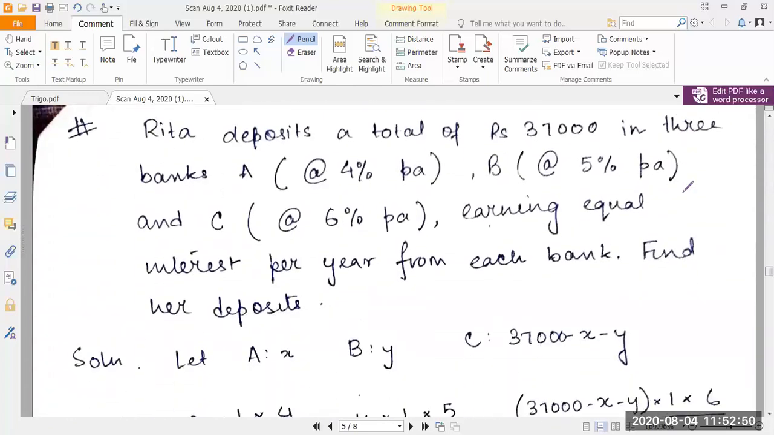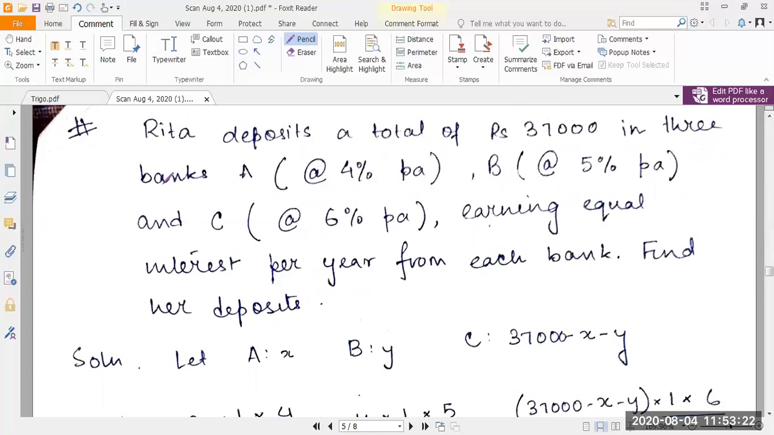The next sum is, Rita deposits a total of rupees 37,000 in 3 banks, A at 4% PA, B at 5% PA, and C at 6% PA, earning equal interest per year from each bank. So let's break it up. Rita deposits a total of rupees 37,000 in 3 banks. So let's say Rita knows of 3 banks, A, B, C, and Rita has a total of rupees 37,000.